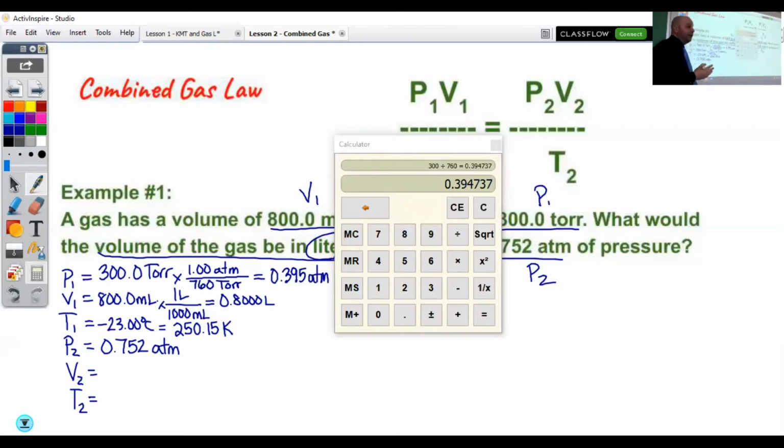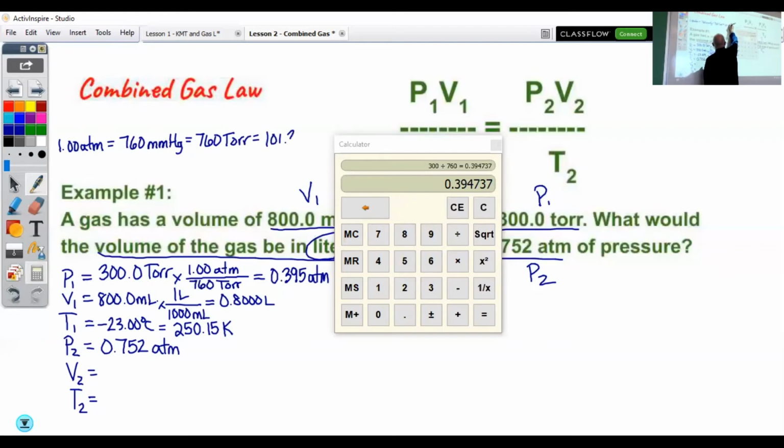Just as a reminder, and so that you can write this down somewhere, 1 ATM equals 760 mmHg equals 760 torr, which equals 101.325 kPa. Now, in this case, we only are using the ATM and the torr, but you could potentially see problems with either mmHg or kPa as well.